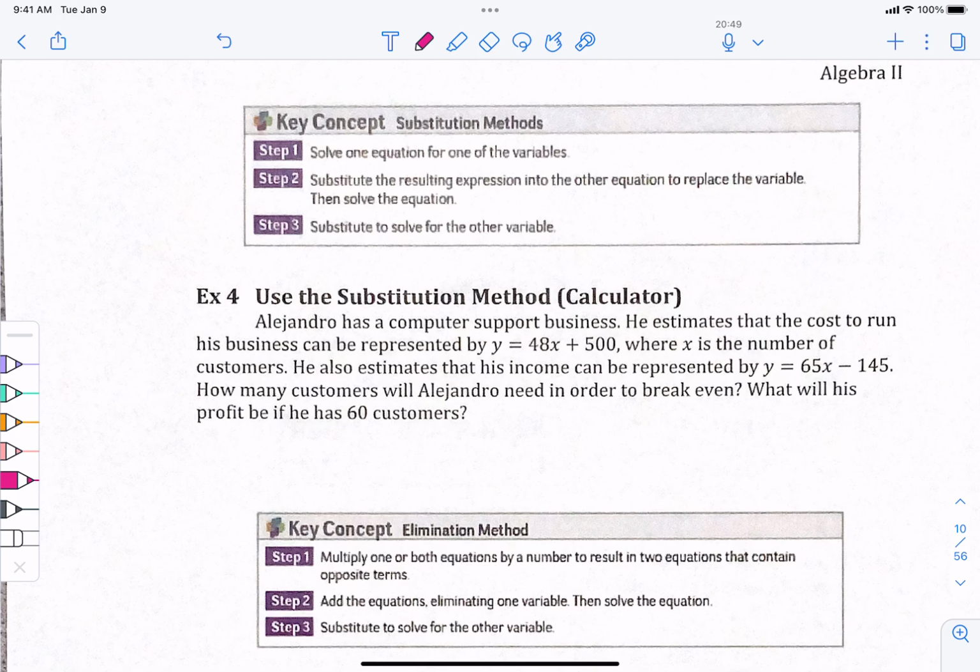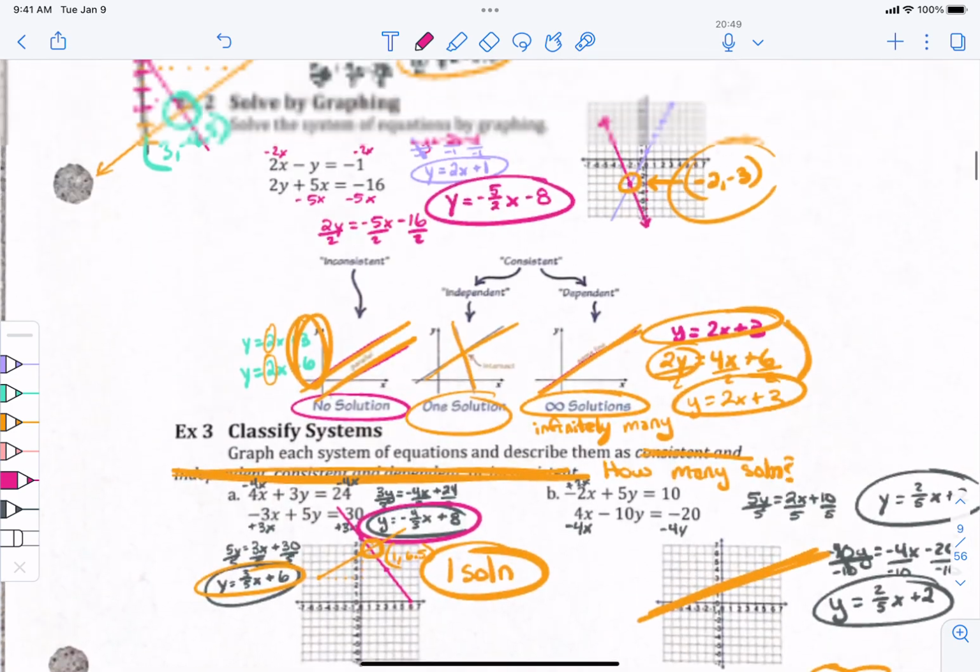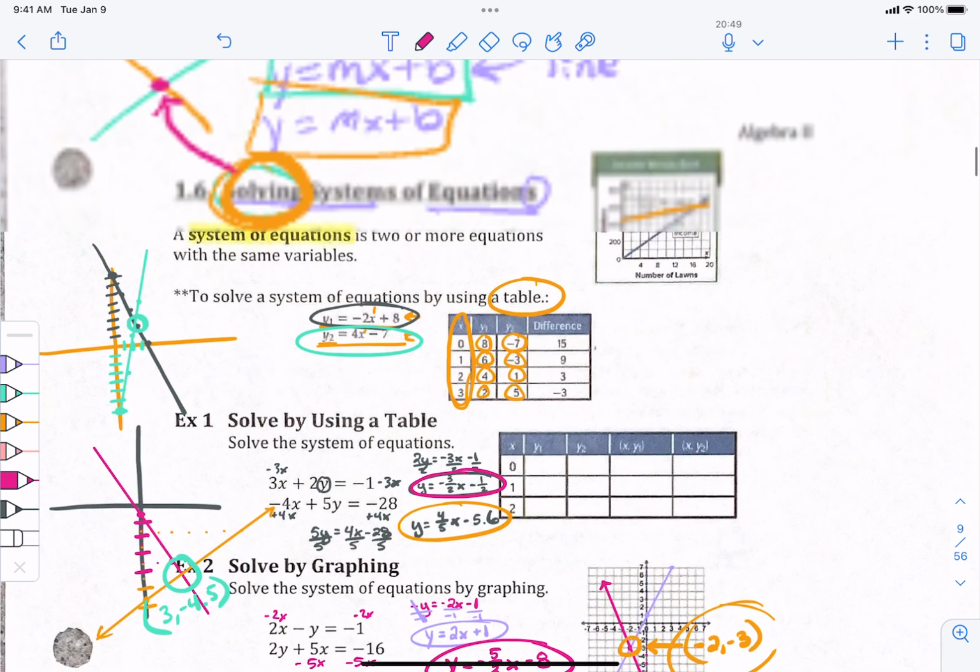All right, hey Olivia, this is the second half of the notes that we started on Wednesday. It was 1-6. Look at all those notes. That looks really terrible. Solving systems of equations.